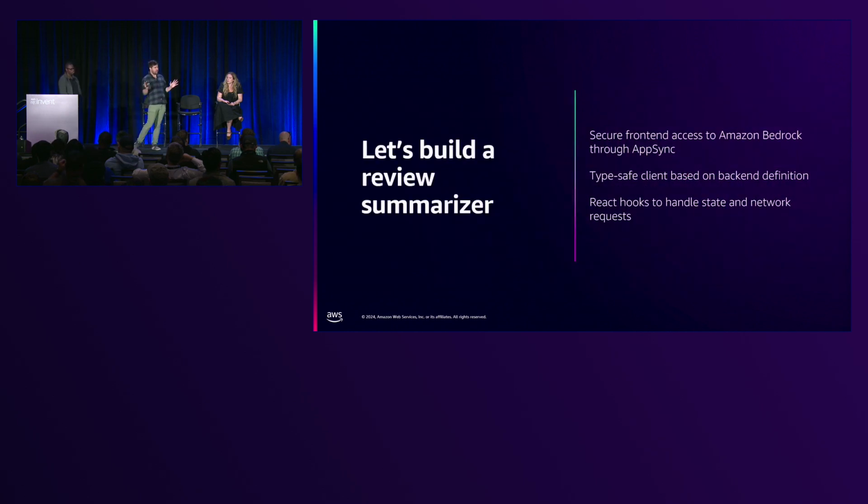And so enough talking about it, let's actually build something with it. So first thing we're going to build, let's build a review summarizer. And there's a couple key points that we're going to do here. It's going to have secure access to Amazon Bedrock through AppSync. So AppSync is going to authorize all of the requests. So we have secure access from the client, the website, actually to Bedrock. And having a type-safe client based on our backend definition. So if we make any updates to our backend definition, our front end is type-safe. We'll see a type error in the client call if we make a change. So we can be making those changes locally and having the front end and back end always in sync.